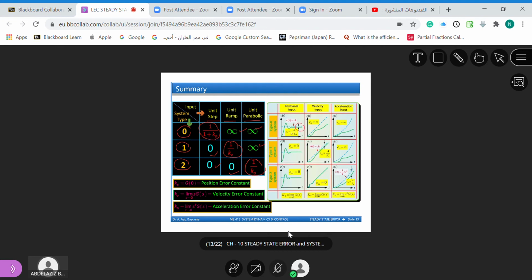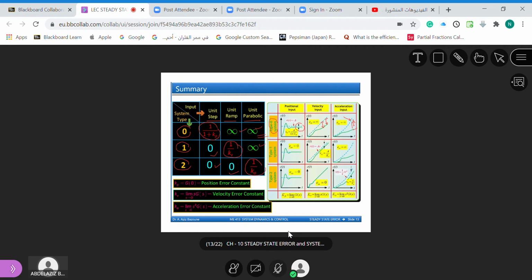For the same thing, regarding Hani, type 0 system, and you have velocity input. This is the velocity input, the dotted line. The error will become large. As you can see, the error between the output and the input will be large. It is increasing and so on. For the acceleration input here, the error is becoming large, infinity. So this is what you have as input, and this is your output. The error is increasing. So we finish with type 0 system.